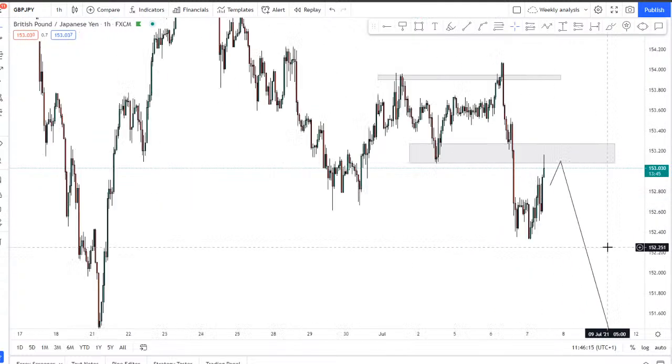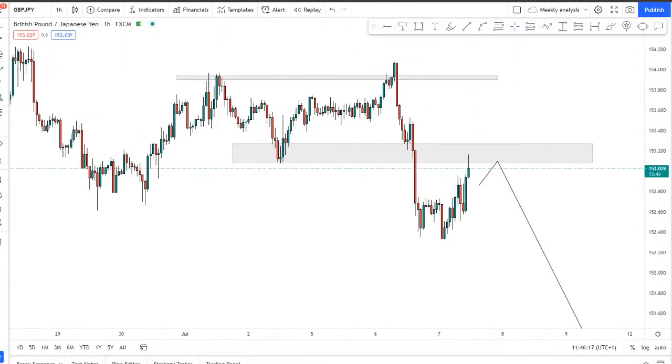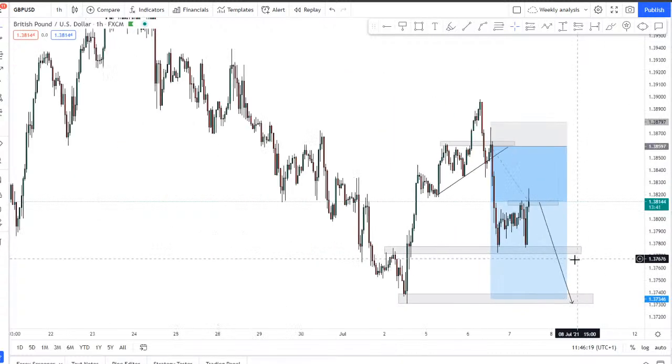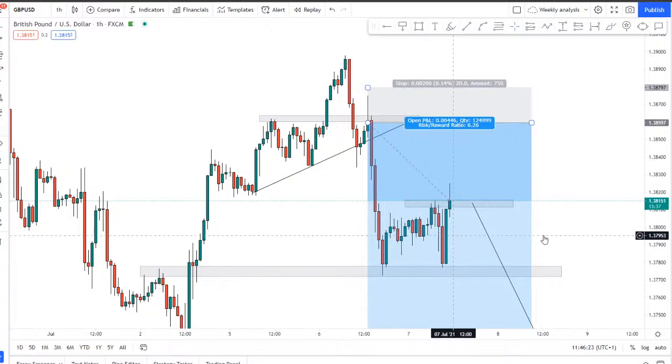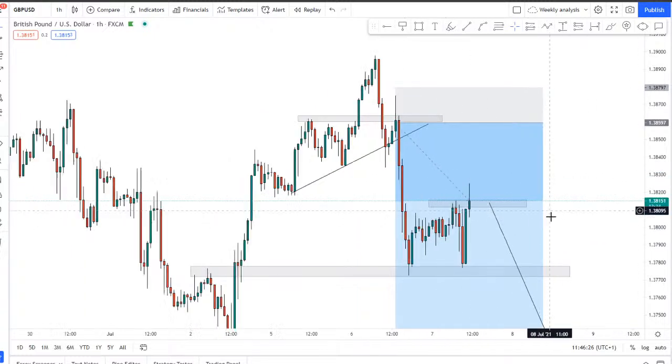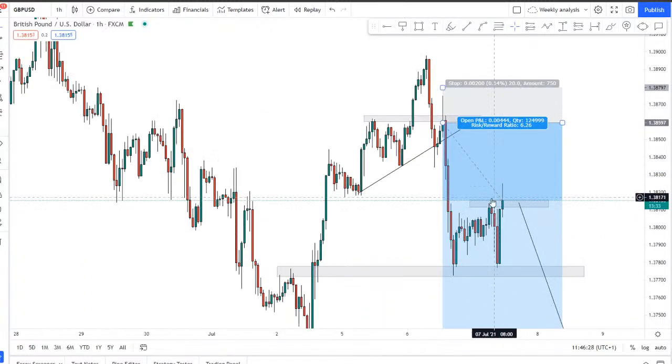But yeah, my bias is still very much to the downside for GJ, so looking for those shorts, and same thing for GU as well. Currently the market is still quite bullish. Want to see how that candle closes. It's trying to pull back, but we're still about 15 minutes left. The market could still close very bullish, or flip bearish.